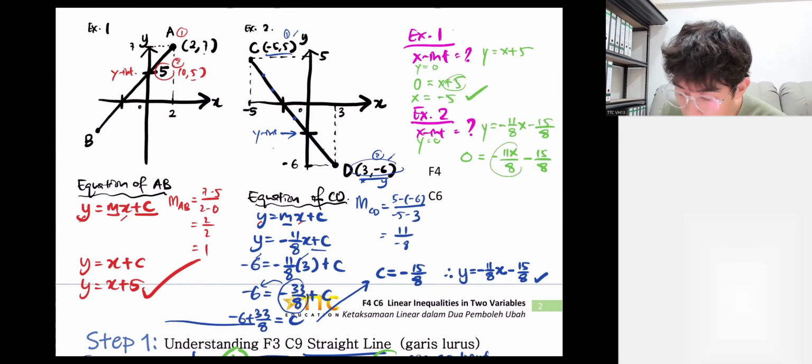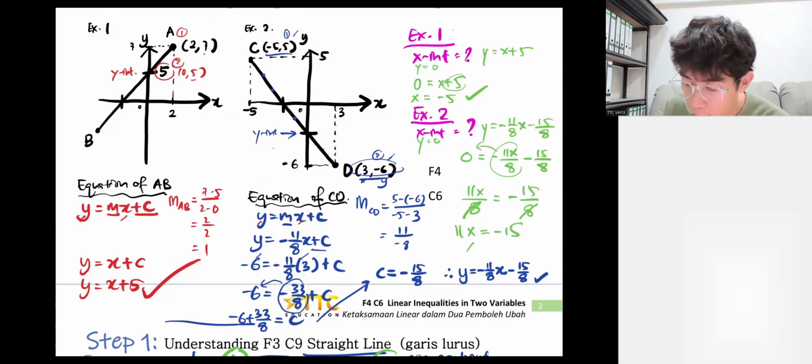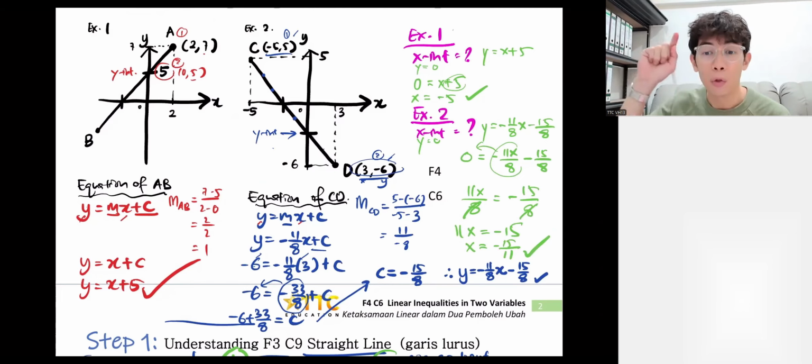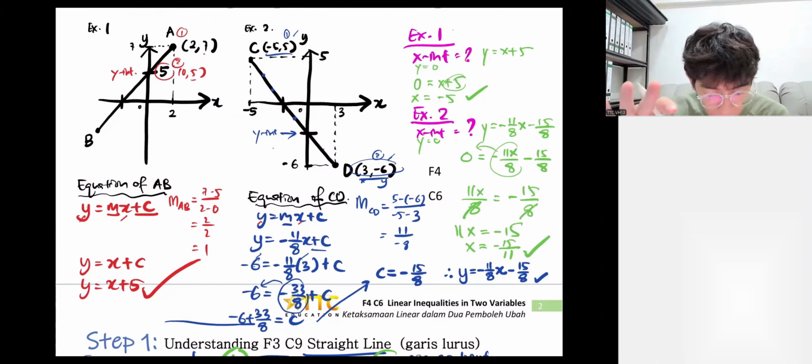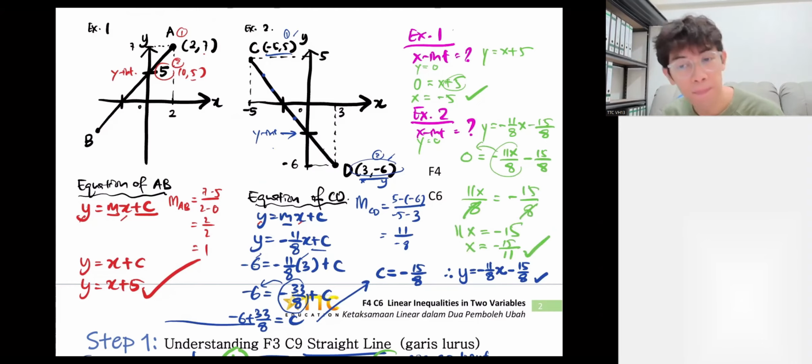Okay, so I will bring this over, 11x over 8, negative bring that positive, right? -15 over 8, 8 bring over, basically you simplify the 8 already. So 11x equals -15, x equals -15 over 11. Done. This is your x-intercept. Don't change it to decimal. Don't change it into mixed number. Stay improper. Done. This is your x-intercept.